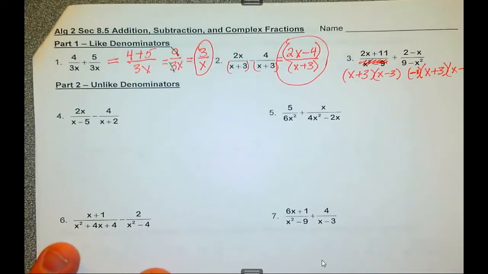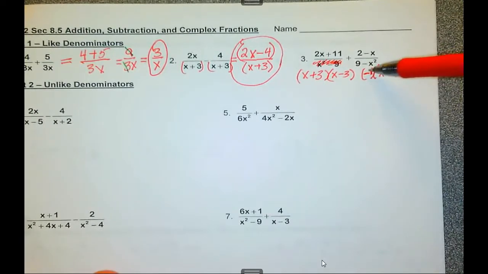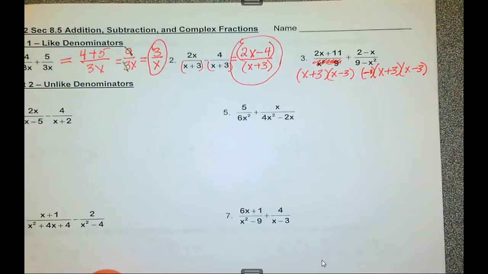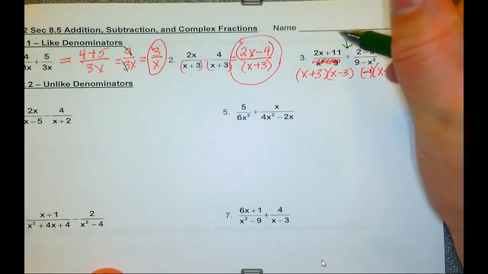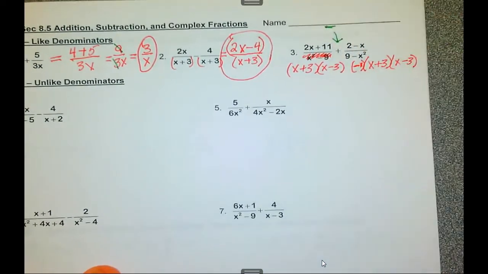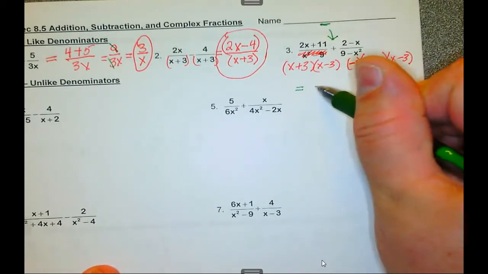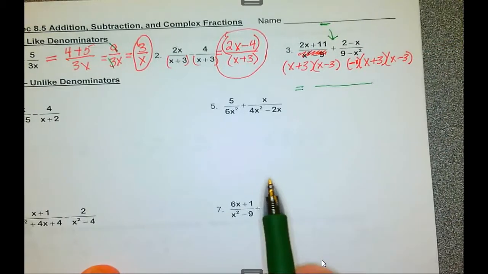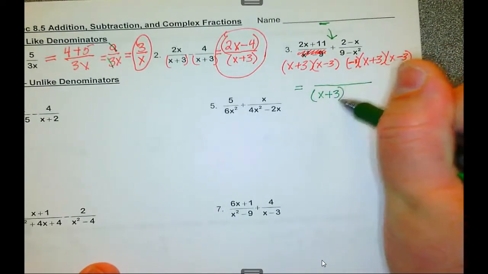Okay. Now, because I had to factor out that negative 1, what's that going to do to that plus sign? Yeah, this is now going to be a subtraction problem. Okay, what's my common denominator here? X plus 3, x minus 3.